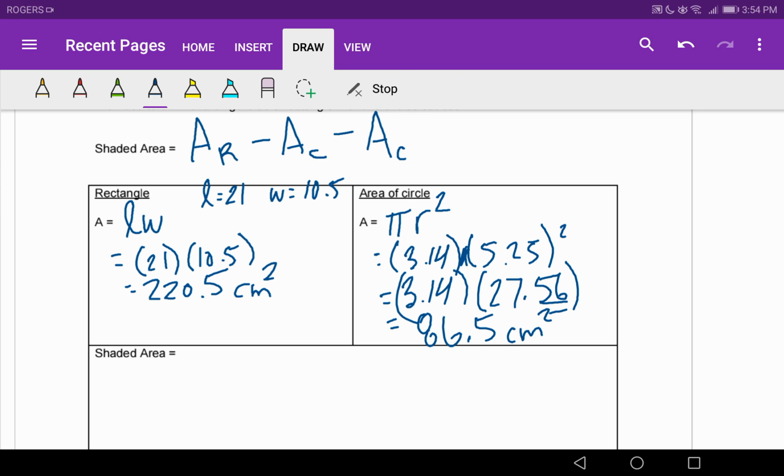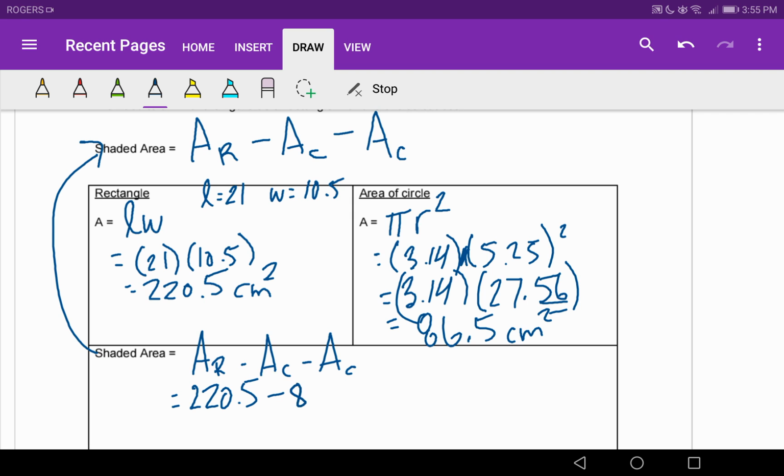Now, remember that our formula for the shaded area is right here. It's the area of the rectangle minus the area of a circle minus another area of a circle. And now that we know what those areas are, we can just plug them in. 220.5 minus 86.5 minus 86.5. Now we round to a tenth, right? 1 decimal place. 47.4 centimeters squared.